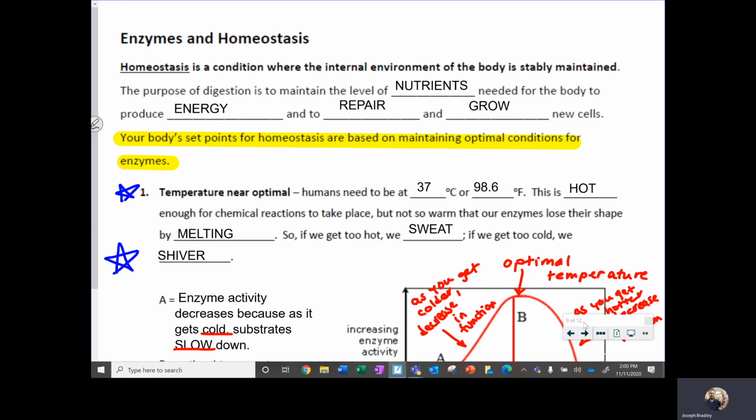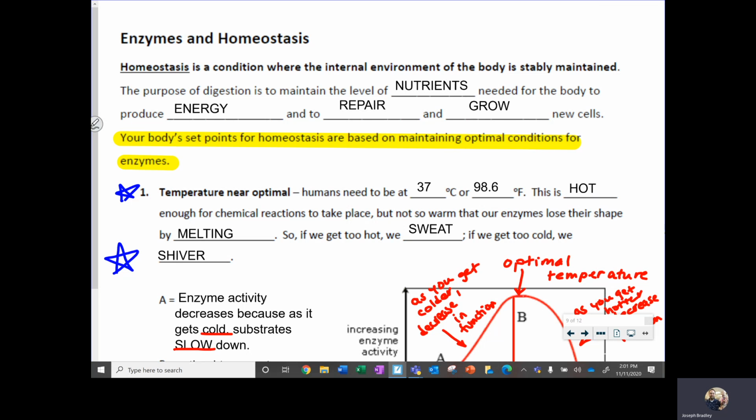On to the next part, homeostasis. Homeostasis is a condition where the internal environment of the body is stably maintained. The purpose of digestion is to maintain the level of nutrients needed for the body to produce energy and to repair and grow new cells. So your body has set points for homeostasis, and they're based on maintaining optimal conditions. The way you know you have a set point for something is that your body changes to get yourself back to that set point.